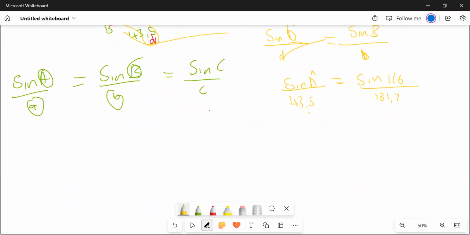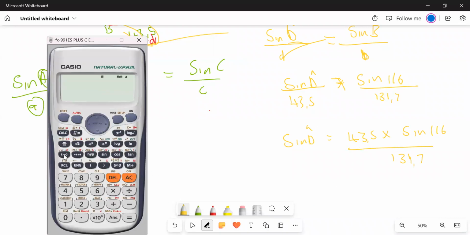If you are looking for t here, what do you propose? What do you say to a person they should do? They should cross multiply again. Then they're going to have sine of t given as 43,5 multiplied by the sine of 116 all over 131,7. So if you type this in your calculator, let's go and check which one it is that you're going to have. Then you can say 43,5 multiplied by the sine of 116, close bracket, all over 131,7.